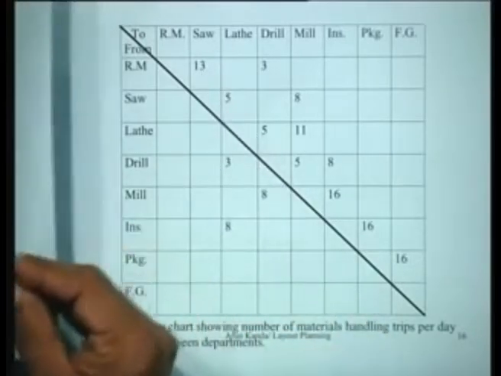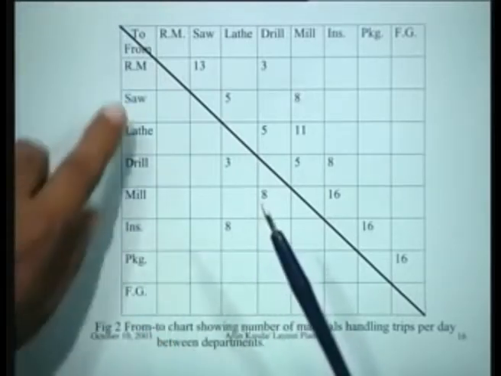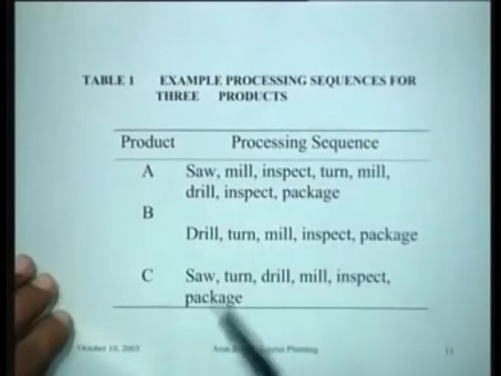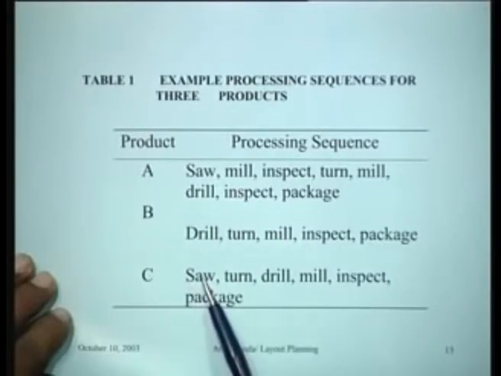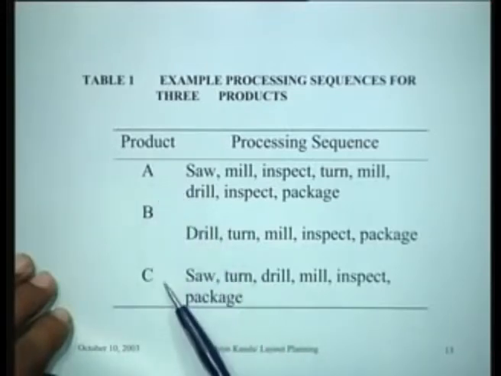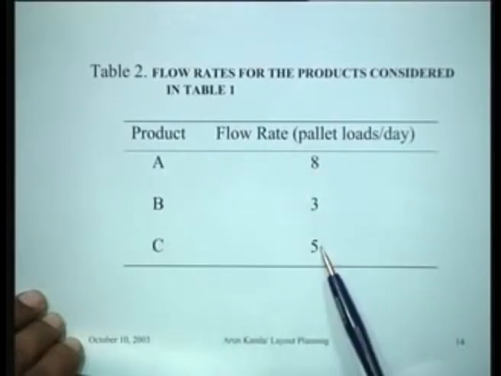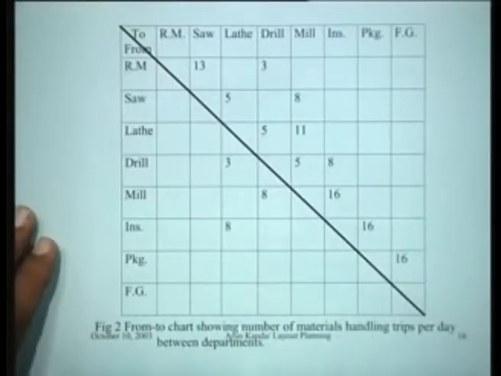So what we have is what is the total movement which will take place from raw material to saw. So let's look at this requirement. This product A will go from raw material to saw, C will also go from raw material to saw, but B will go from raw material to drill, it doesn't go to saw. So as far as this is concerned, products A and C will make a movement from raw material to saw, and you can easily find out what is the total movement of raw materials of products A and C. So A is 8 trolleys are moving and C is 5 trolley loads are moving. So 8 plus 5 is 13. That's how you get this figure of 13. And similarly for the other entries in this particular chart.